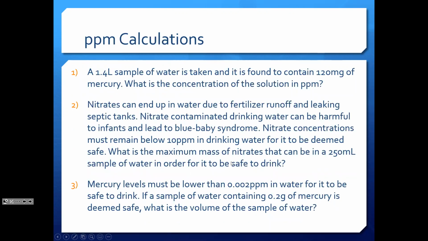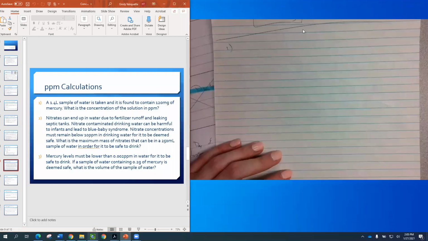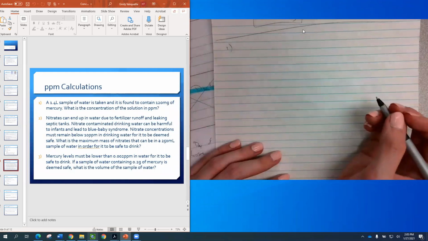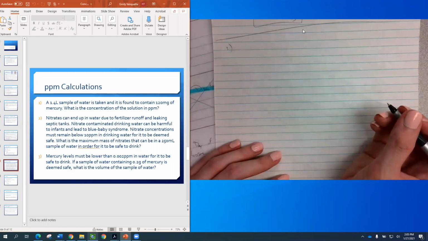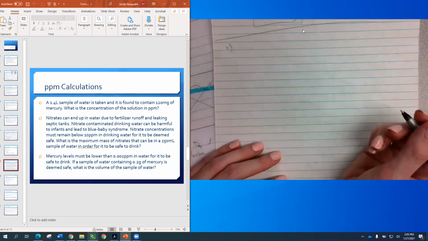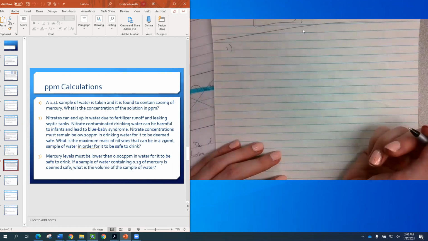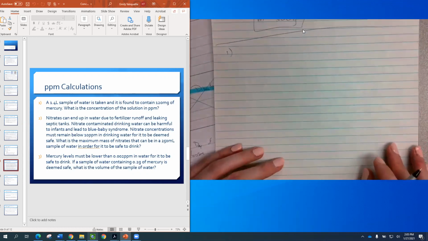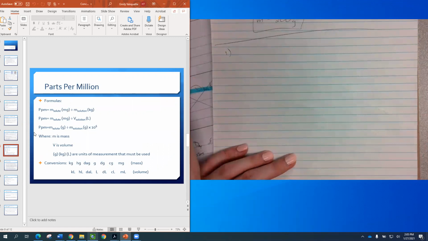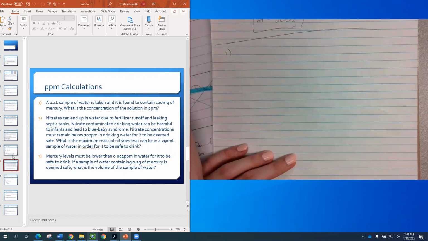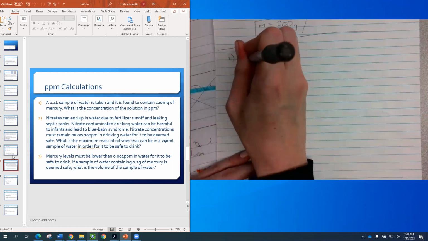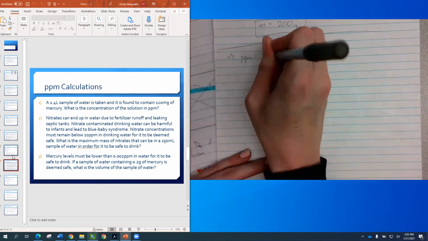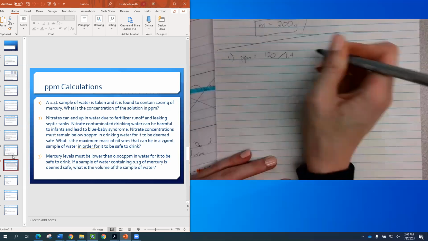So let's try a couple of these calculations. Again, we'll go through the first one together, and then you guys can try the next two on your own. Okay, so for this first question here, it says we have a 1.4 liter sample of water, and it's found to contain 120 milligrams of mercury. What is the concentration of the solution in parts per million? So for this one, we are going to be using the second formula here that deals with milligrams and liters. So our parts per million is just going to be our milligrams divided by our liters.